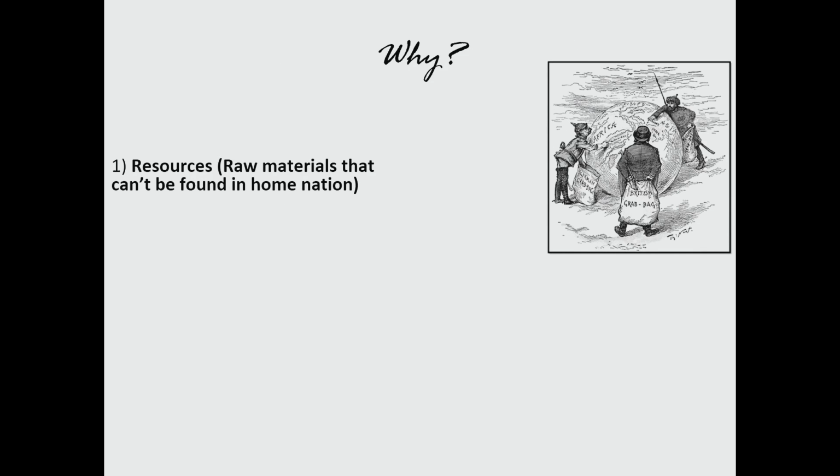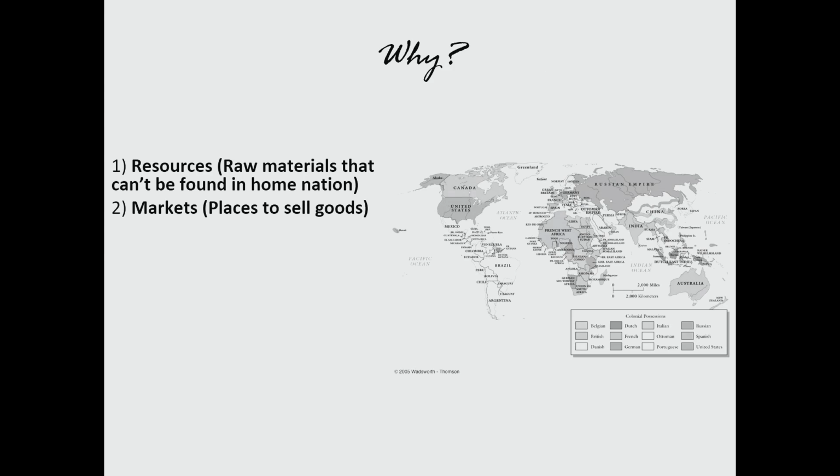Why did the Europeans engage in imperialism? Number one, they need resources. Remember, we just spoke of the Industrial Revolution. The Industrial Revolution makes the need for raw materials that cannot be found on the European continent. In addition to resources, they also need markets or places to sell their goods. Once the Europeans make colonies, spheres of influence, and protectorates out of the various regions that we spoke to, they will then sell their goods to people in these areas.